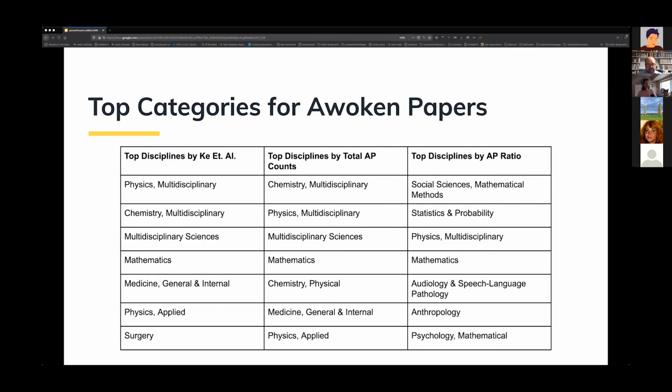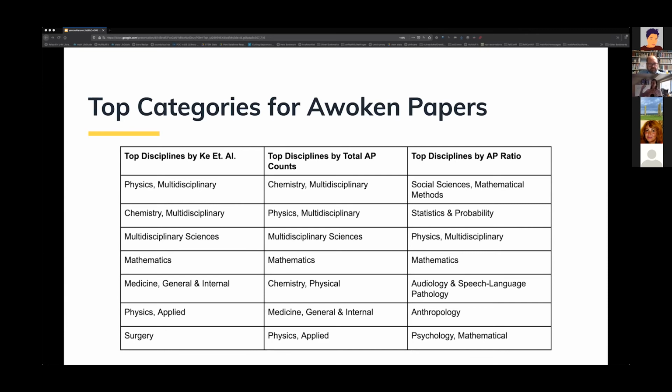And so here, these 2 left-hand columns are the raw counts. If you notice, there's not much difference between the ones I did, which is in the middle and on the right. So the middle one and the one on the left, really physics and chemistry multidisciplinary switch positions, and medicine general internal hops on, surgery falls off. But chemistry multidisciplinary has a ton of papers in it. And by not doing ratios, we're not field normalizing at all.